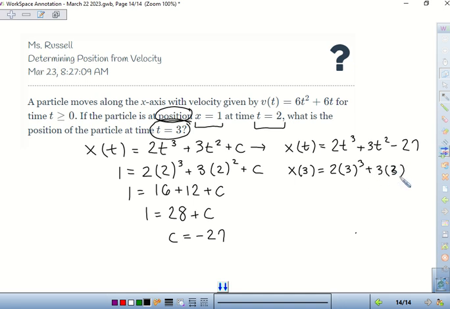That's a 3. So this comes out to be 54 plus 27 minus 27, which is 54. Yep, exactly. So the position is 54 at time 3.